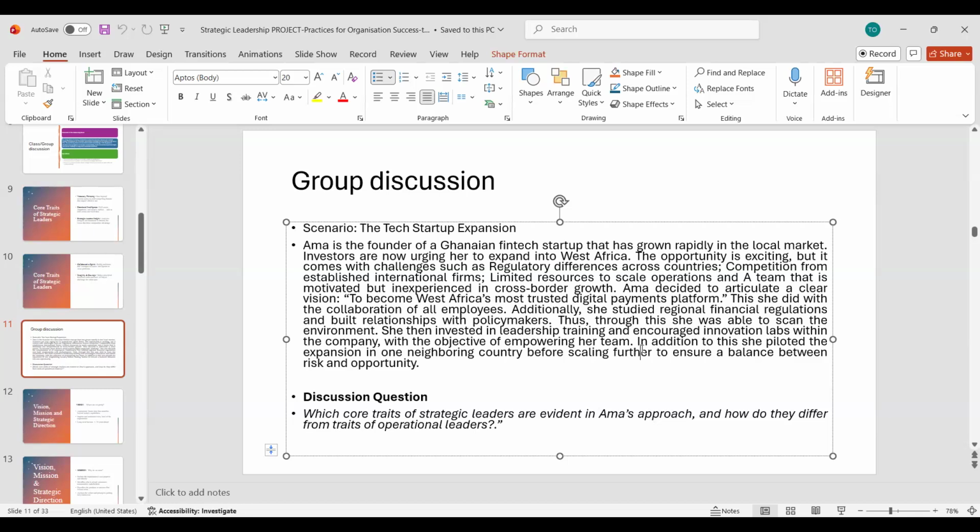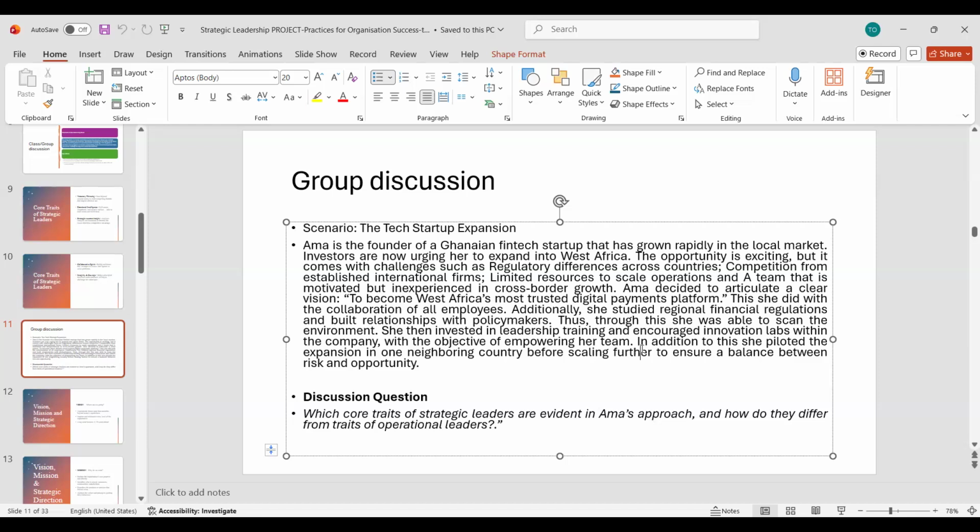Then there's also integrity. So for the integrity bit, in expanding into a new market, at least you should know and abide by the laws or regulations that have been set within. You don't just operate anyhow in a new or cross-border system. So integrity here comes into play. So that's what I can say for now.